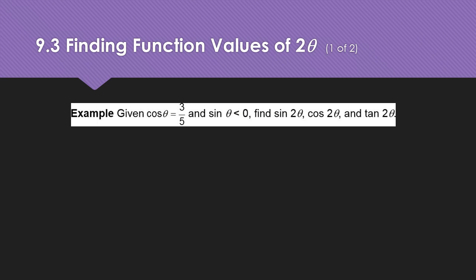Suppose that the cosine is 3/5 and the sine is negative. Find the sine of 2 theta, the cosine of 2 theta, and the tangent of 2 theta. So you're going to use this information. If you know the cosine, you can use a right triangle to find the sine and to find the tangent to help you with this. Pause the recording, give it a try, and then resume when you're ready to check your answer.